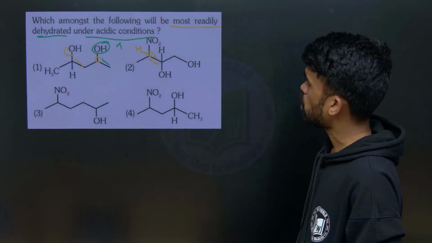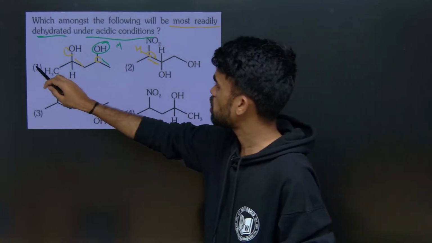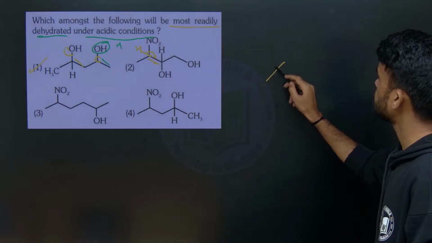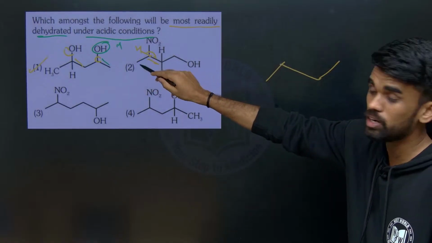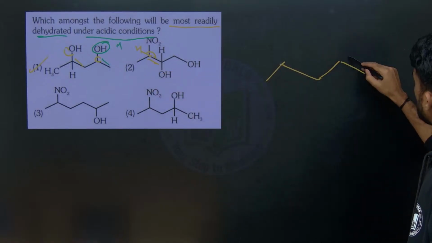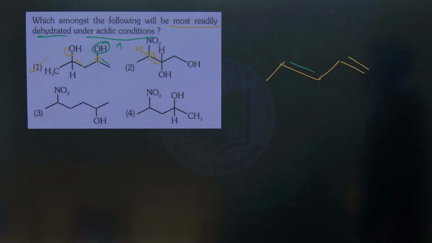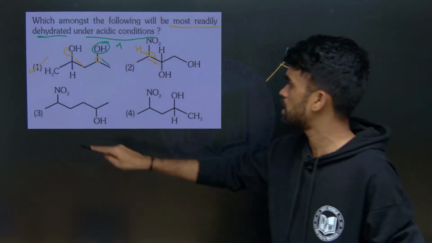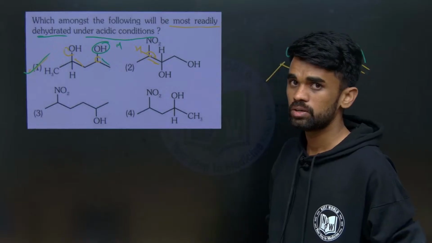So the process happens more readily in this option, because after removing the 2 hydroxy groups, we are getting a conjugative system like this, which is more stabilized by the conjugation. Therefore dehydration readily takes place in this option. Okay, I hope it is clear.